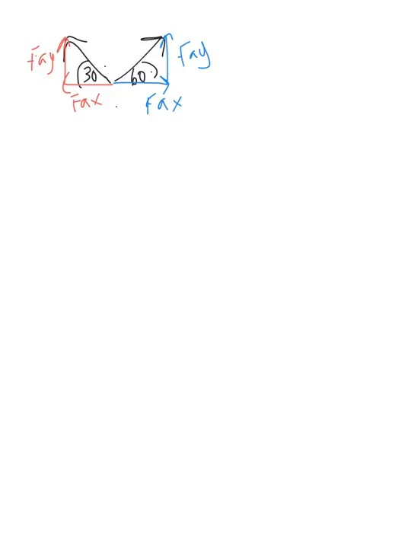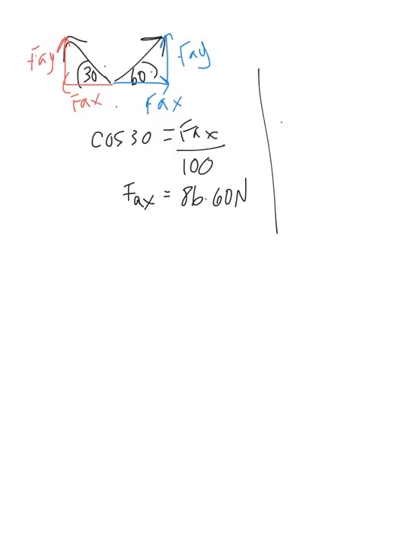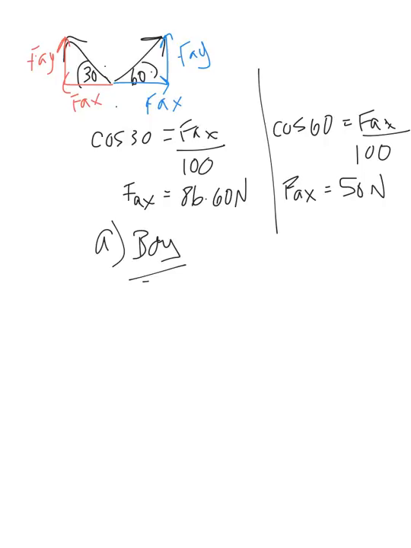So cos of 30 would be my FAX over 100 newtons of force. So it would be 86.60 newtons. For my other person, cos of 60, FAX over 100. And they've got 50 newtons. So the answer for part A is the boy applies the greater horizontal force, and that makes sense. His angle is less, so there's a bigger component that is going in the x direction.